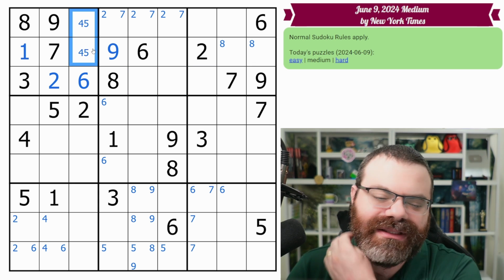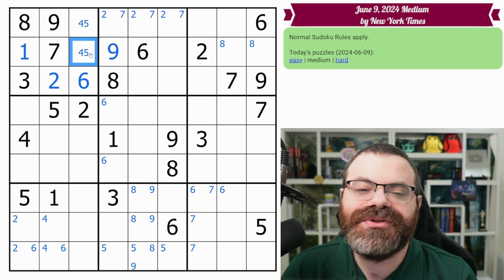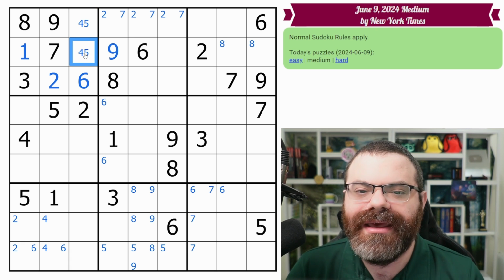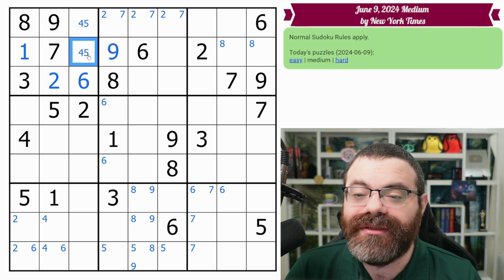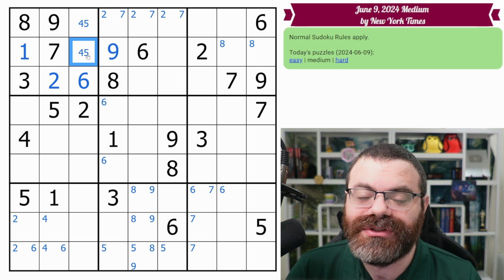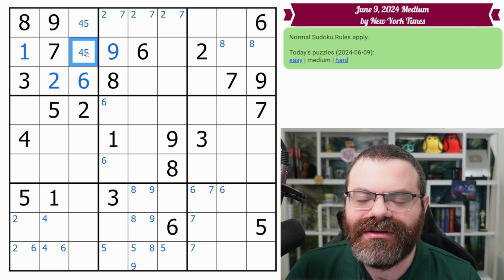Oh, and I should explain the center marks. Just a reminder, my center marks mean that this cell has been reduced to that list of digits. So in the solution, this cell here will end up being a 4 or a 5 and nothing else. We don't know whether it's a 4 or a 5 yet, but we know it's one of those 2. It's an exhaustive list of candidates that could go in that cell.